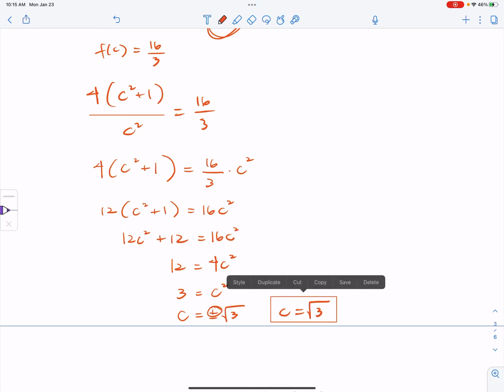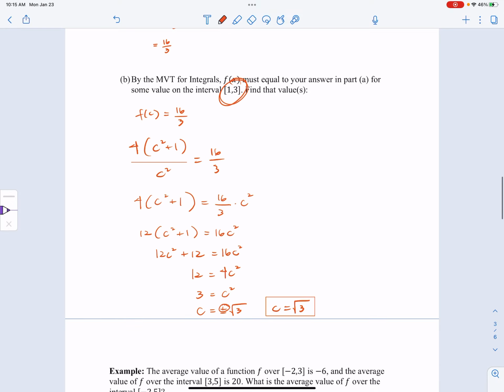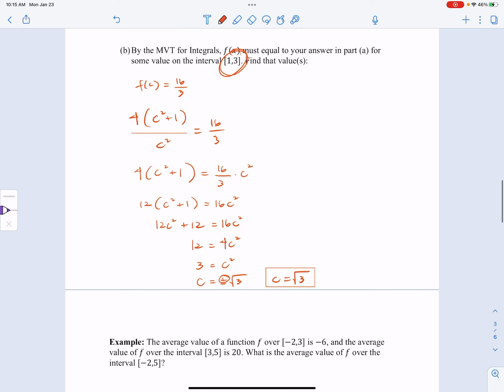That would give us the average function value, or in other words, the height of the rectangle that would have the same area as the area bounded by the curve and the x-axis.